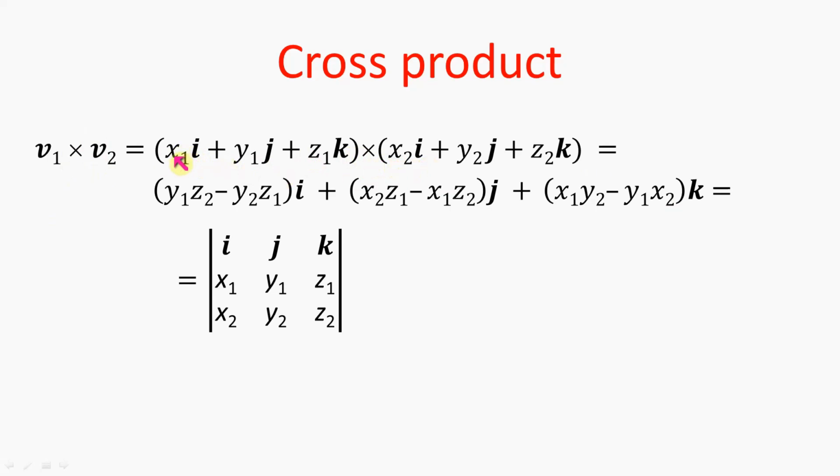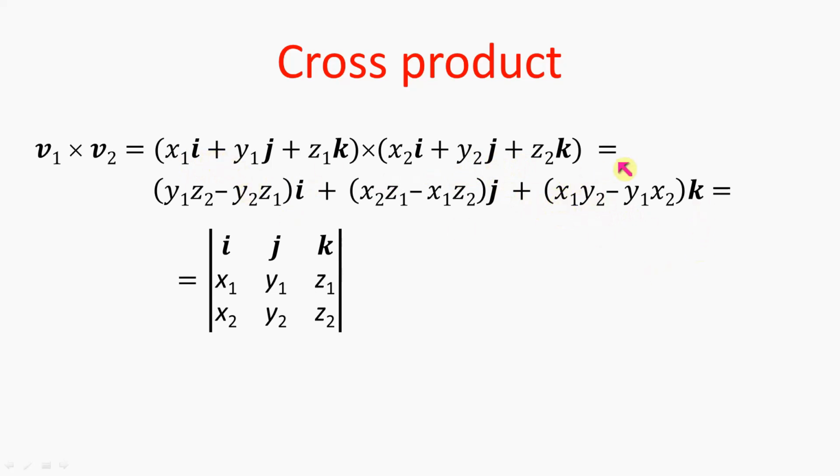So the first partial product is x1 times x2 times i cross i. However, i cross i is 0, because in the cross product we have the sine of the angle between the 2 vectors. And if 2 vectors are parallel, this angle, so also the sine, is 0. The second term is x1 times y2 times i cross j. i cross j is k, so we will have a term in the result here.